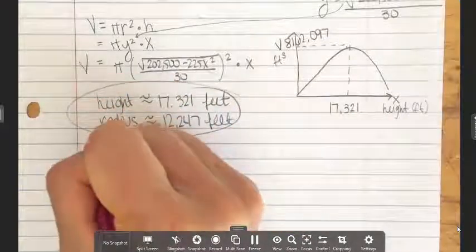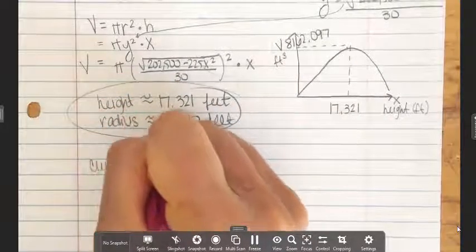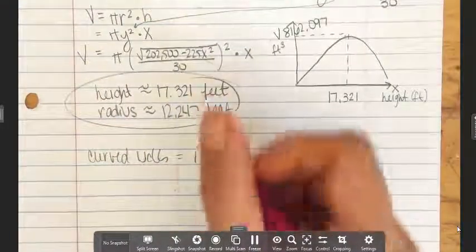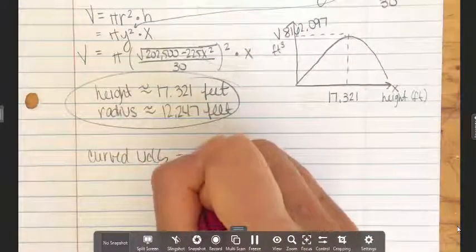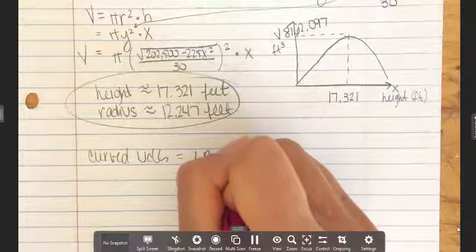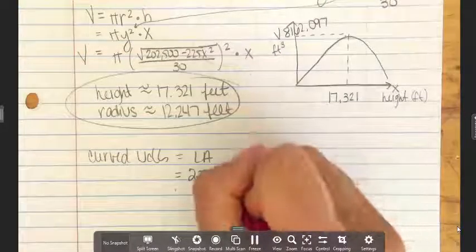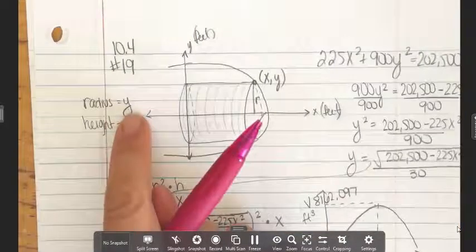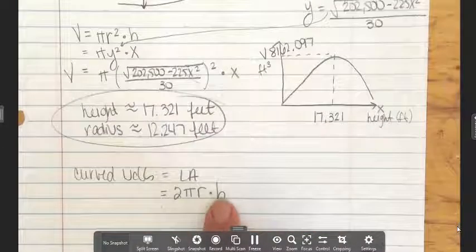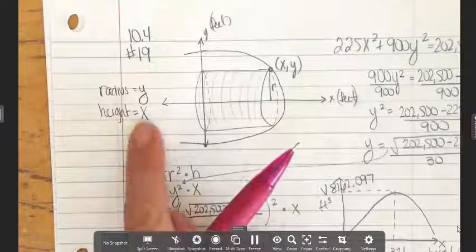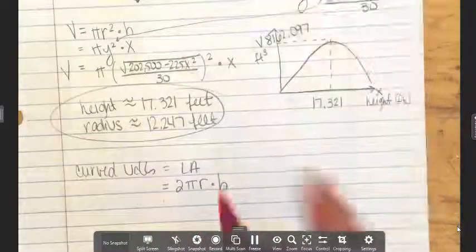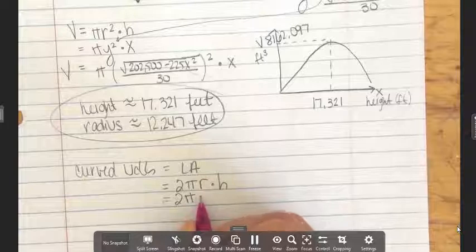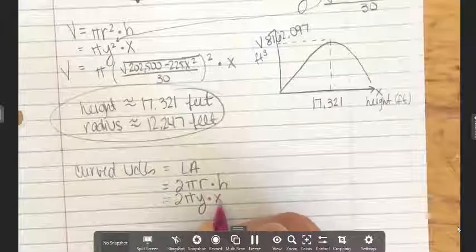So curved walls is the same as your lateral area. And this is basically going to be the circumference of the base times the height. And again, we're using y for our radius here, and our height is being represented by x. So really, this is 2 pi times y times x.